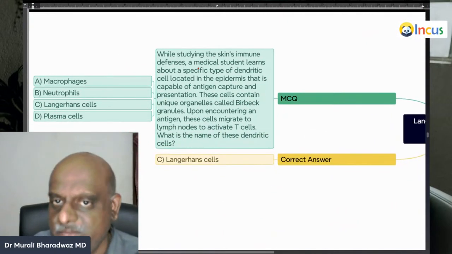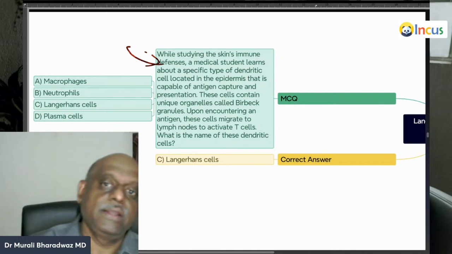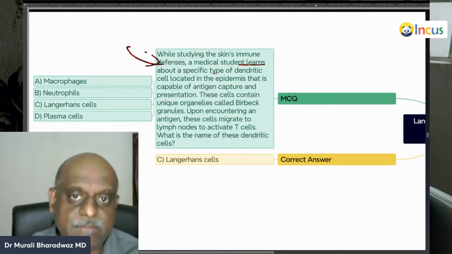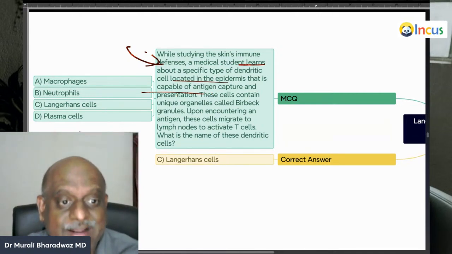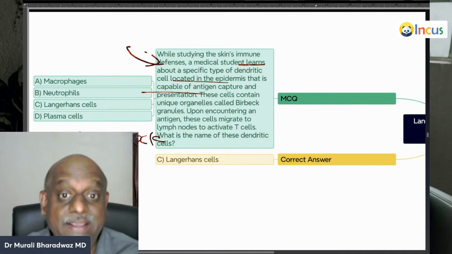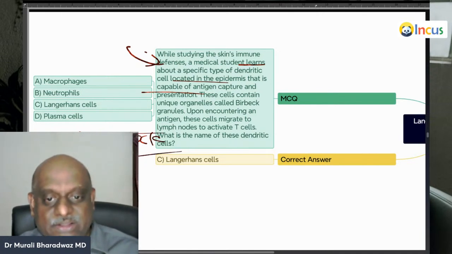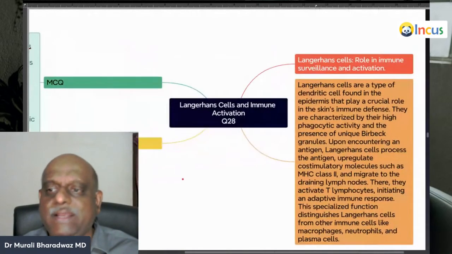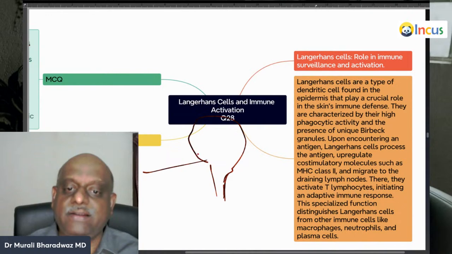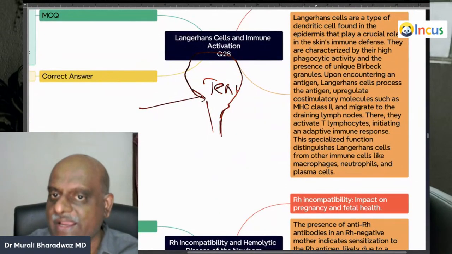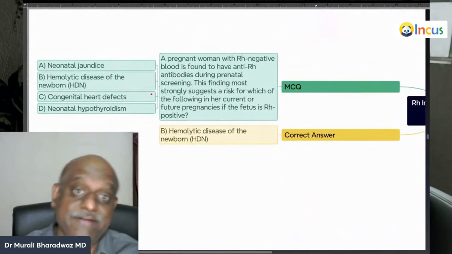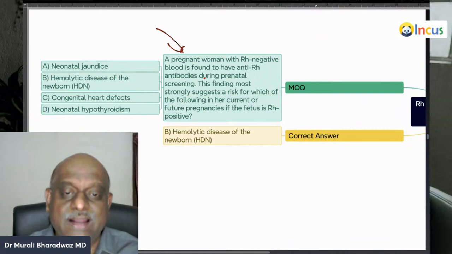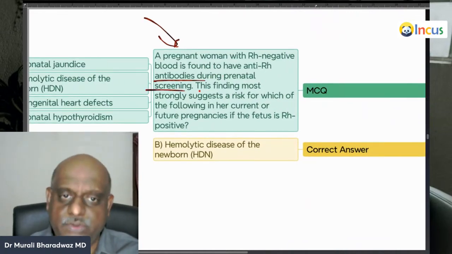While studying the skin's immune defenses, a student learns about a specific type of dendritic cell located in the epidermis. It has Birbeck granules. So, what are the cells that have Birbeck granules? Langerhans cells, typically. They are of the shape of a tennis racket. Tennis racket appearance, Birbeck granules. Langerhans cells, don't forget.